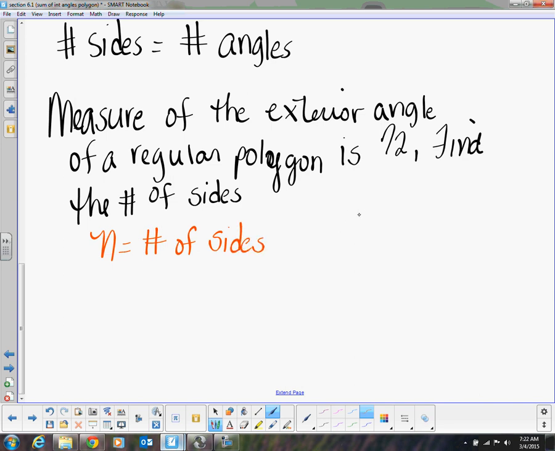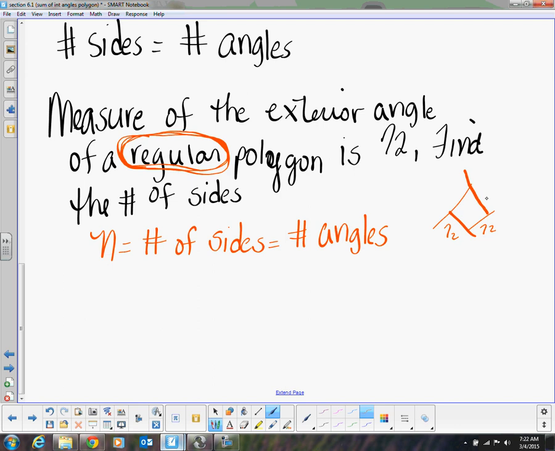Now, what do we know about, which is the same thing as the number of angles, correct? What do we know about regular? What does regular mean? All angles are what? Equal. So if the measure of the exterior angle is 72, what does that mean about every exterior angle? 72. Now that doesn't mean it's a quadrilateral, it's not. So what do we know about all those 72s? What do they sum to?